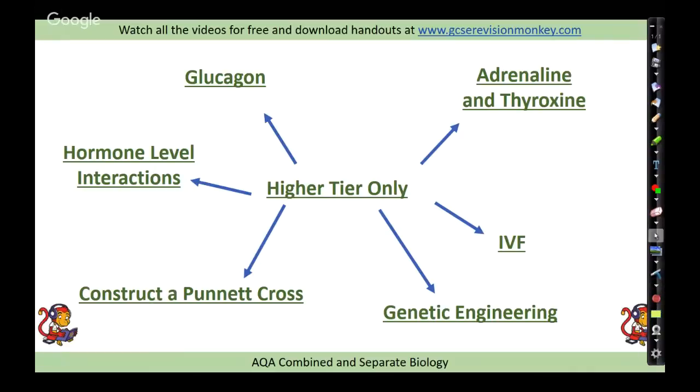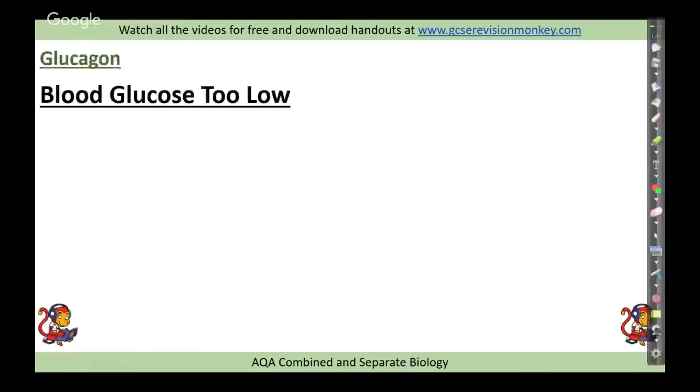Starting off with glucagon then, you need to know what happens when the blood glucose is too high. We've said that before. We said that the pancreas produces insulin, and the insulin causes the glucose to move into the liver and muscle cells where it's stored as glycogen. For higher tier, you need to know also what happens when it's too low, and unfortunately this releases another word to us, which sounds very much like glucose and glycogen. So this one is called glucagon.